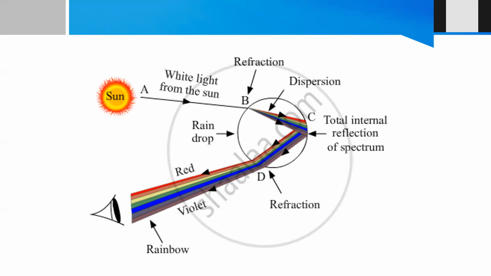So here it is a transparent medium, it should go out, but total internal reflection is happening. Even though we have a transparent medium, it will just reflect back, and this is called total internal reflection. Then again it comes out as a refraction. Again, refraction is taking place, and then we can observe the beautiful rainbow. So this is how the rainbow is formed.